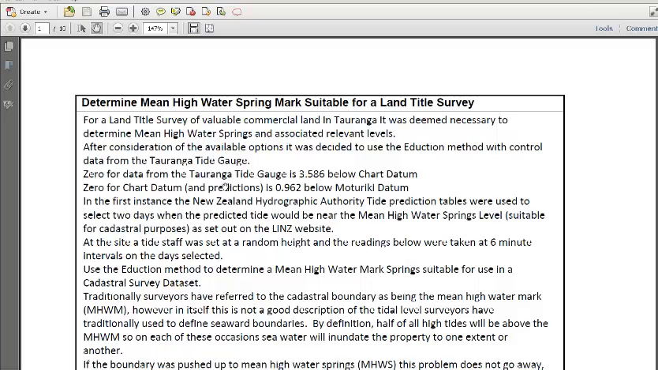So in the first instance, I tried to simulate the Adduction Method, and then as an adjunct to that, I ended up also including the range ratio method. So it ends up as a comparison of both methods. The first thing that we need to know is to get the New Zealand Hydrographic Authority tide prediction tables. And these are used to determine or select 2 days when the predicted tide would be near the mean high water springs level suitable for cadastral purposes, and this is included in the document.